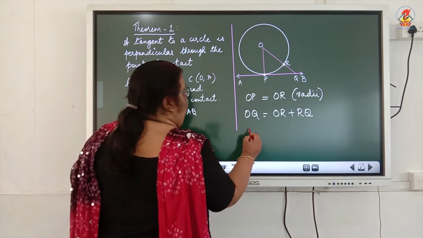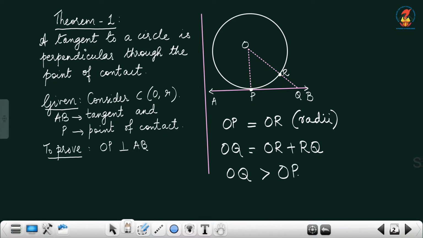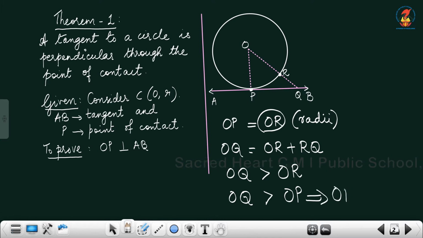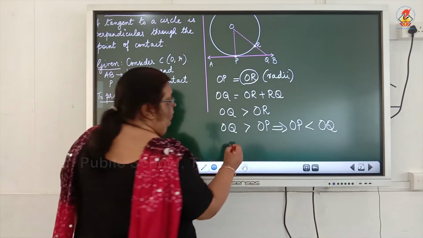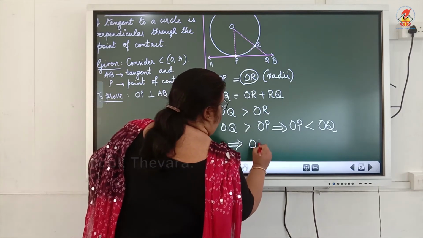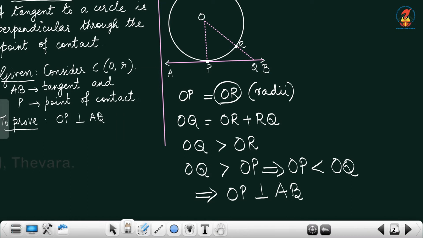It can be split as OR plus RQ. But OQ is greater than OR, and OR is the same as OP. This implies OP is less than OQ. OP is less than OQ. It is only possible if OP is perpendicular to AB, hence the proof. So I hope the proof is clear to all.